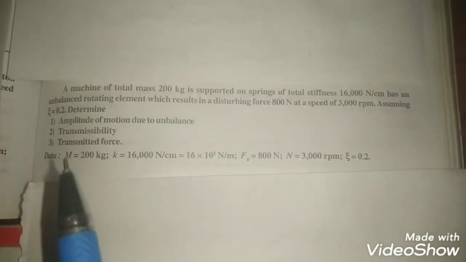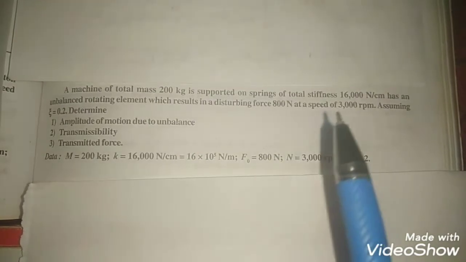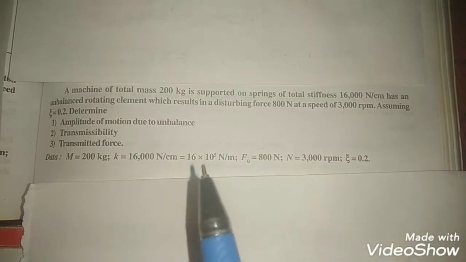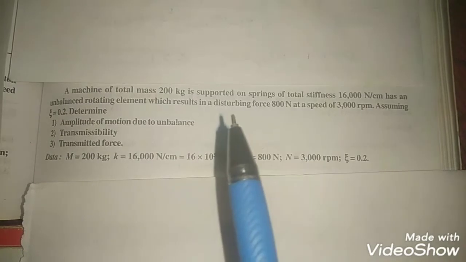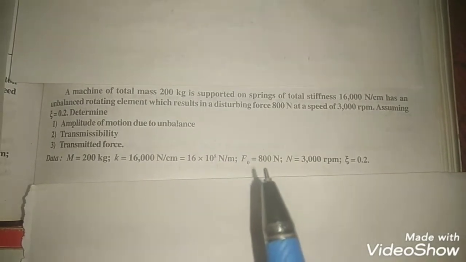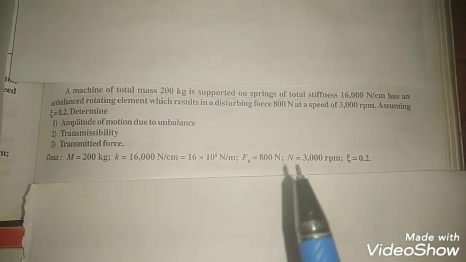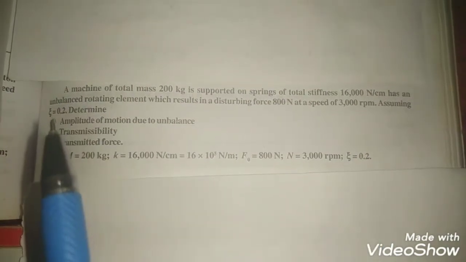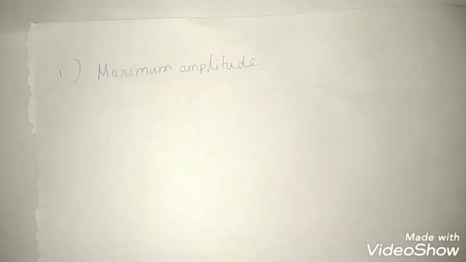The data given is capital M, mass of the system, and K, stiffness of the spring. He has given it in Newton per centimeter. We'll convert this to Newton per meter. And unbalanced force, that is the disturbing force, is 800 Newton. Speed at which the disturbing force is rotating or revolving is 3000 rpm, and zeta, damping factor, is 0.2. The first one which we want to find in this problem is maximum amplitude of motion.